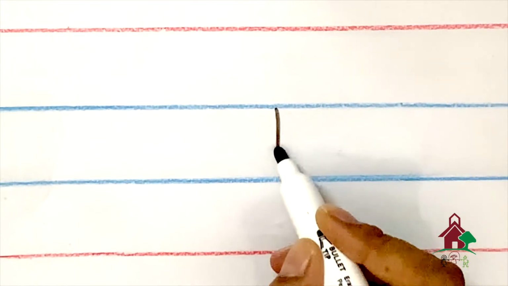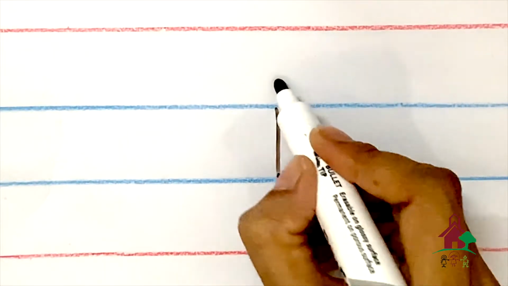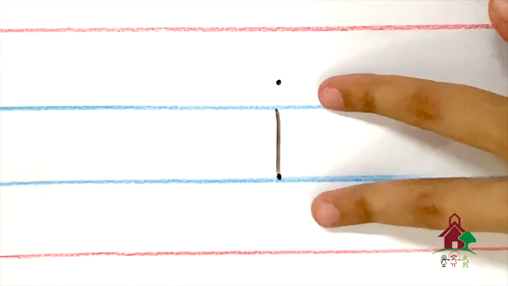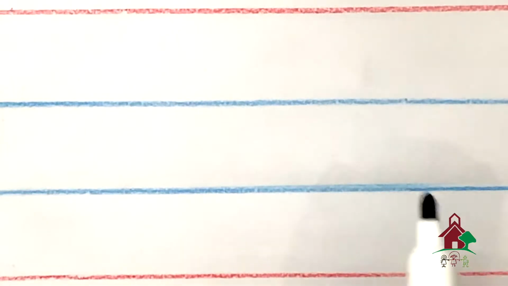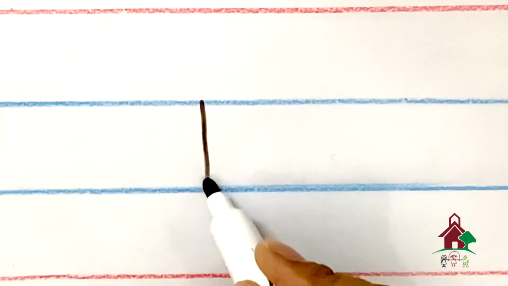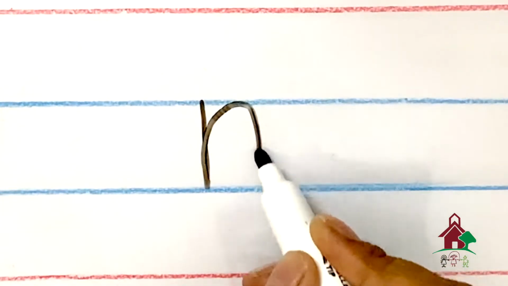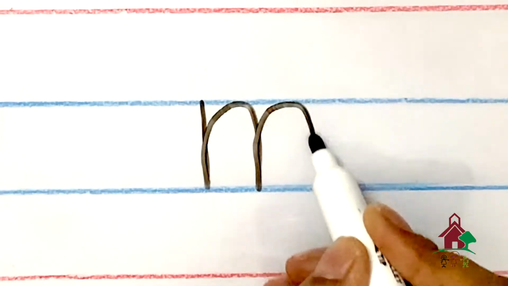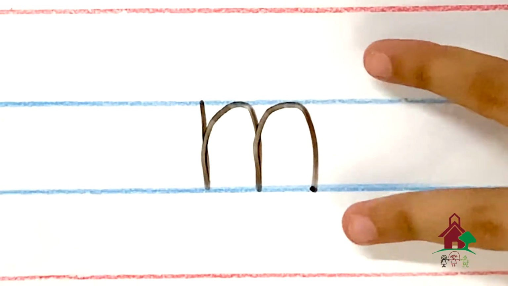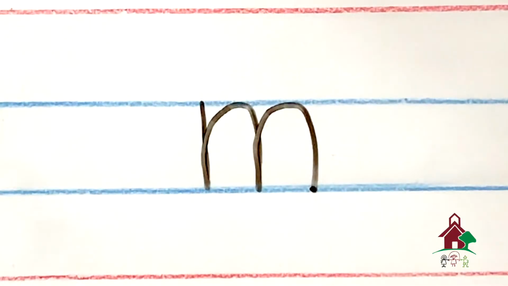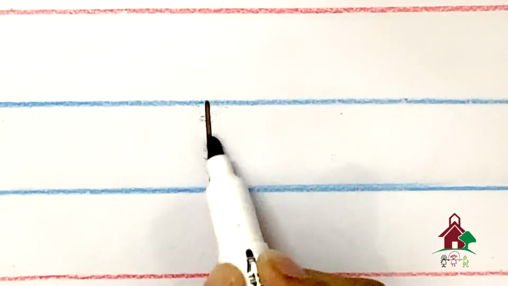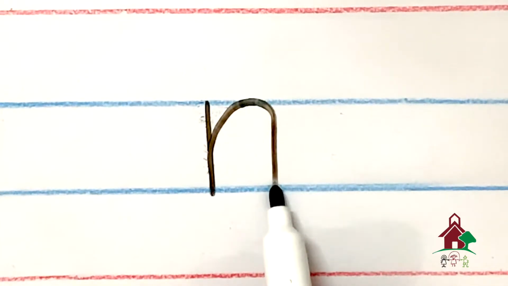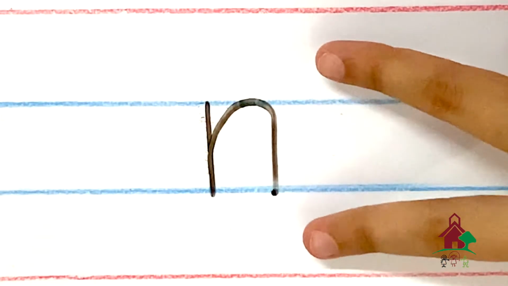Let's erase it. Now let's write i. Go down, stop, and a dot. I. I comes between these two blue lines. Let's erase it. Let's write the next letter. Go down, come up, round and down, up, round and down. It comes between these two blue lines. Let's erase it. Next we have another letter. Go down, come up and round and down. It comes between these two blue lines.